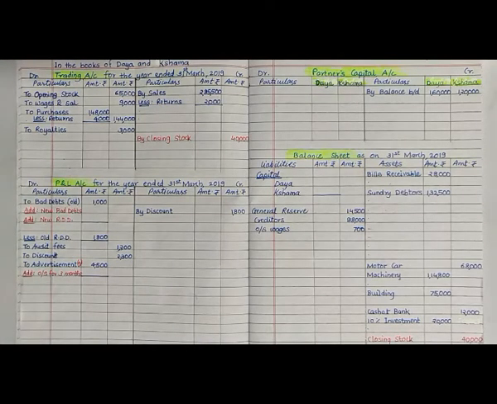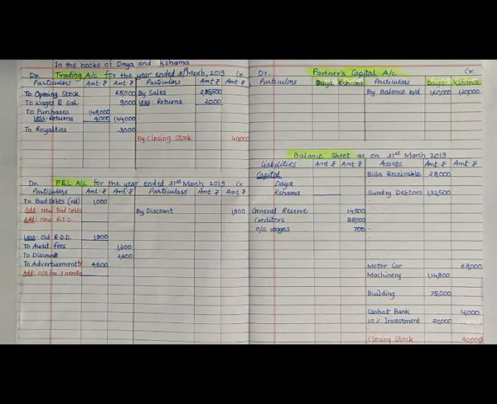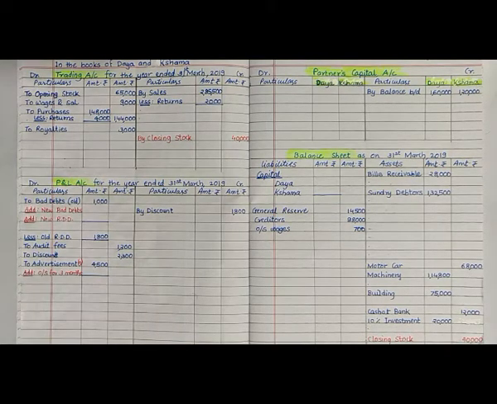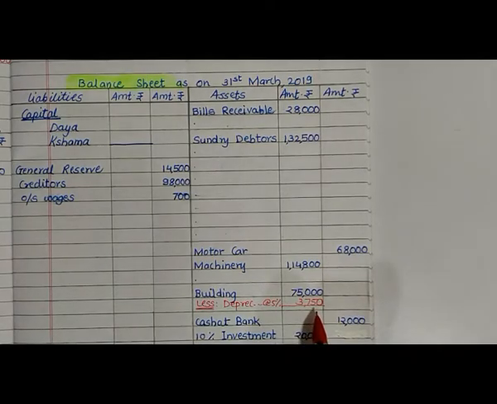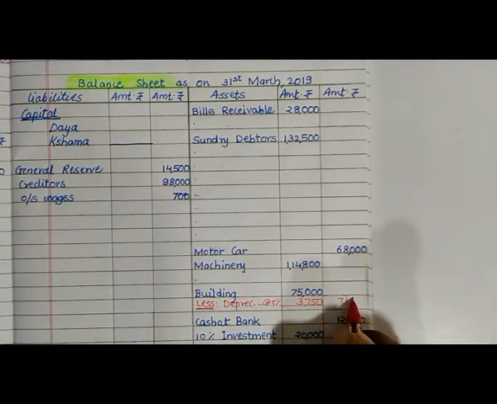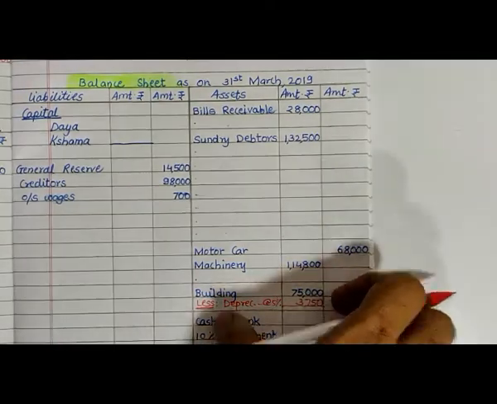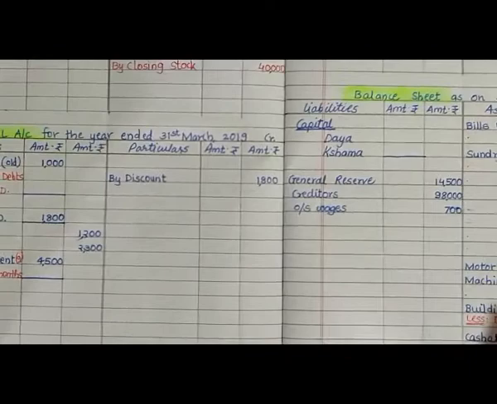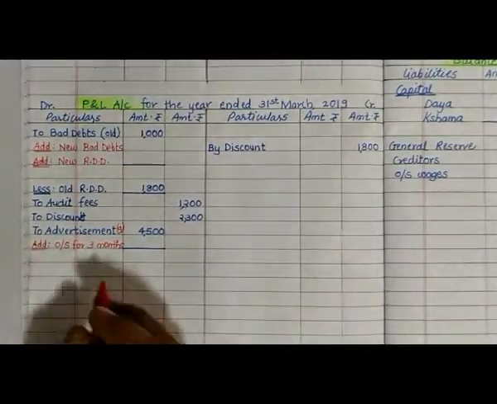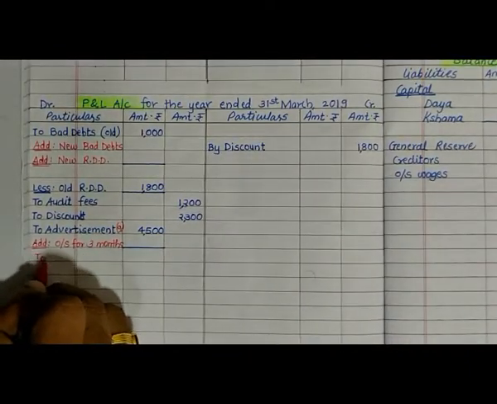The next adjustment is depreciation on building and machinery at the rate of 5% and 3% respectively. So on building, the depreciation rate is given 5%, which is 3,750, and to the outer column we will record 71,250. The first effect, deduct from building, and being a loss, we will record it to profit and loss account debit side. Profit and loss account debit side as depreciation.